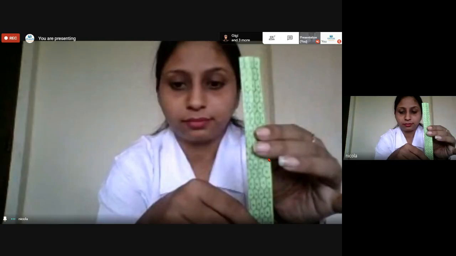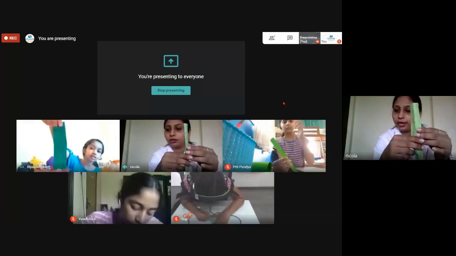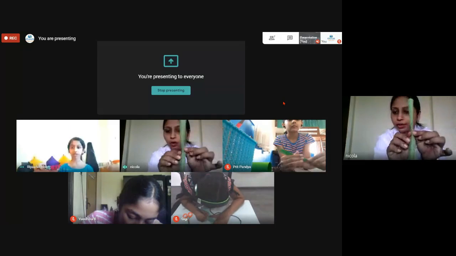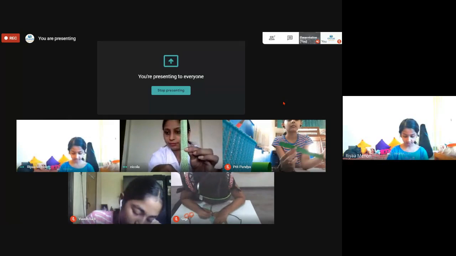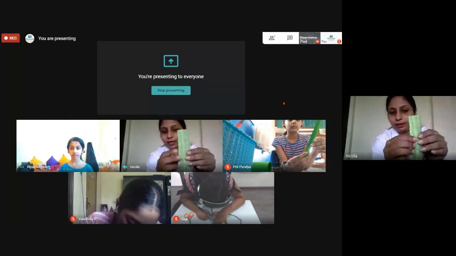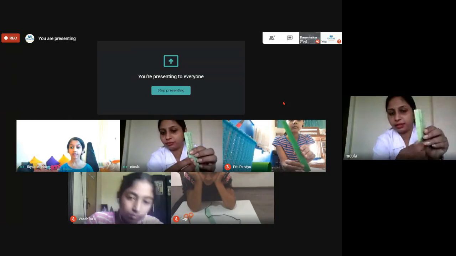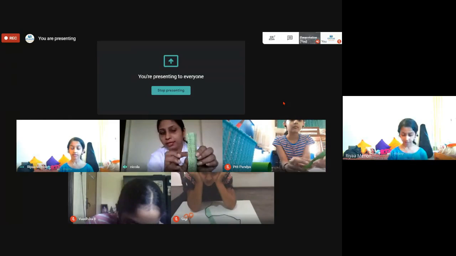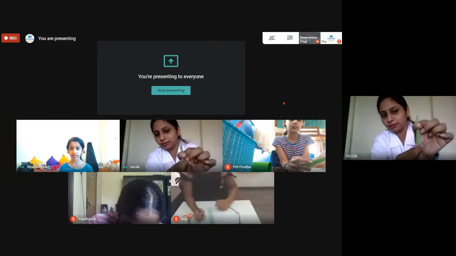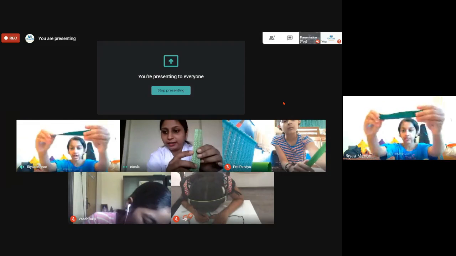Ma'am, I'm done doing all the markings. Okay. Now, Ria, you can fold your paper longitudinally into half like this. And then after that, you have already folded it into half. Now take one half and again fold it into half, like this. So we take the half that's folded and fold this into half.